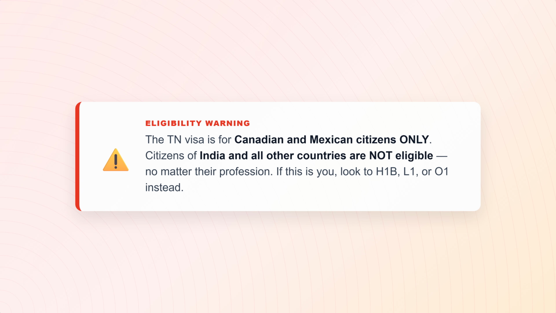But here is a crucial eligibility warning about the TN. It is for Canadian and Mexican citizens only. Citizens of India and all other countries are not eligible, no matter their profession. So if you are from India, the TN is simply not an option for you, and you should look at the H1B, L1, or O1 instead. I am highlighting this because it confuses many people.